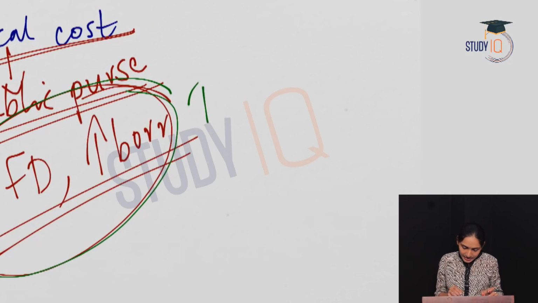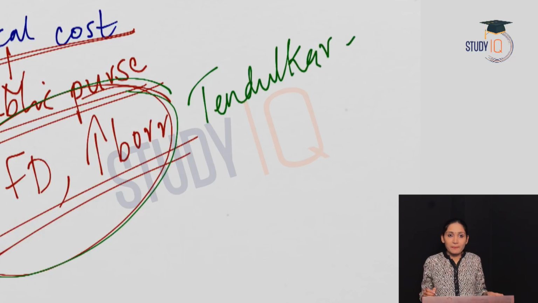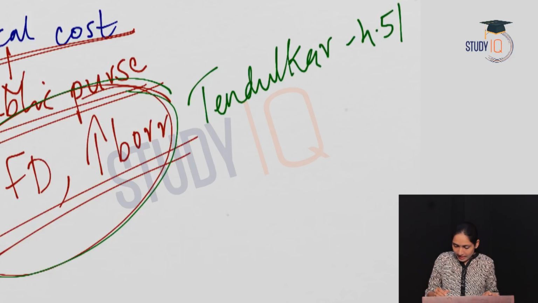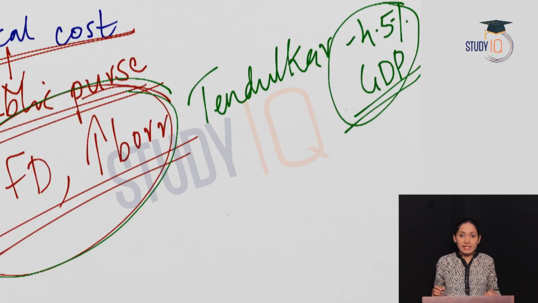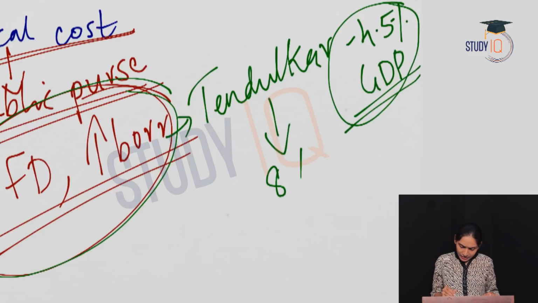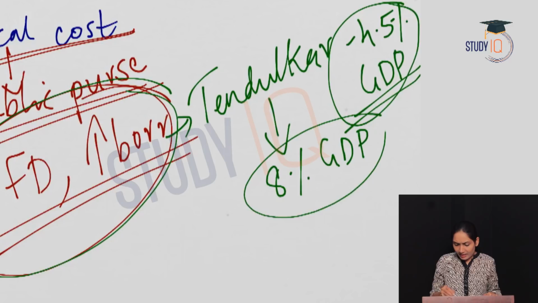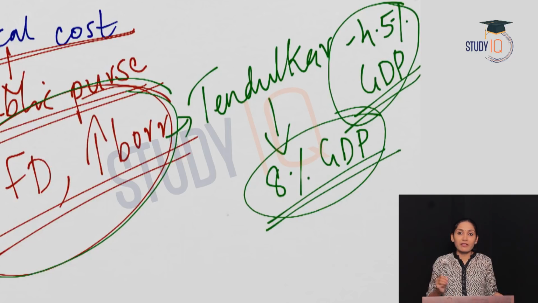According to the Tendulkar Committee estimations, the government will have to spend around 4.5% of its GDP if it has to implement a universal basic income. So, 4.5% of the GDP according to Tendulkar Committee. Practically, it would be around 8% of the GDP. Even though the Tendulkar Committee said that it would be around 4.5% of the GDP, practically it can be nearly 8% of the GDP. The government will have to spend around 8% of the GDP for implementing the universal basic income.